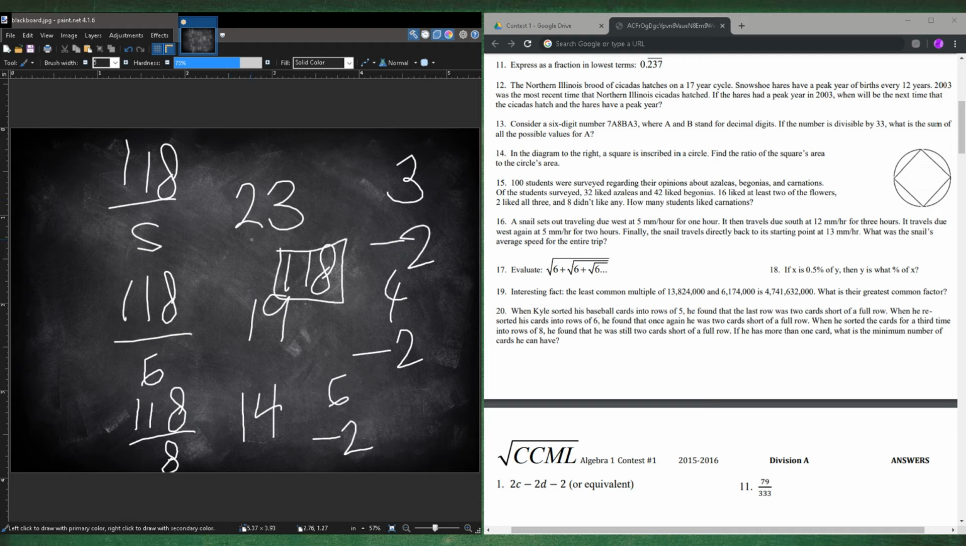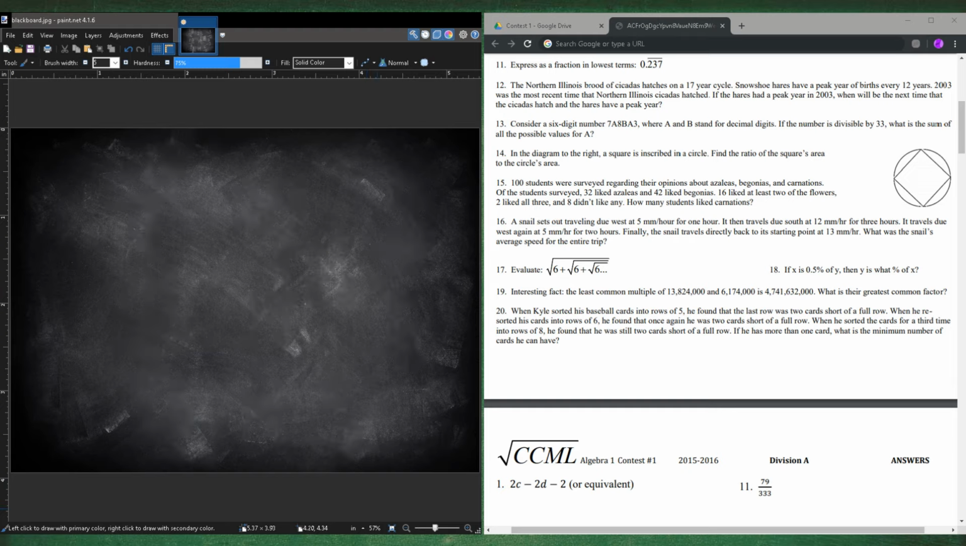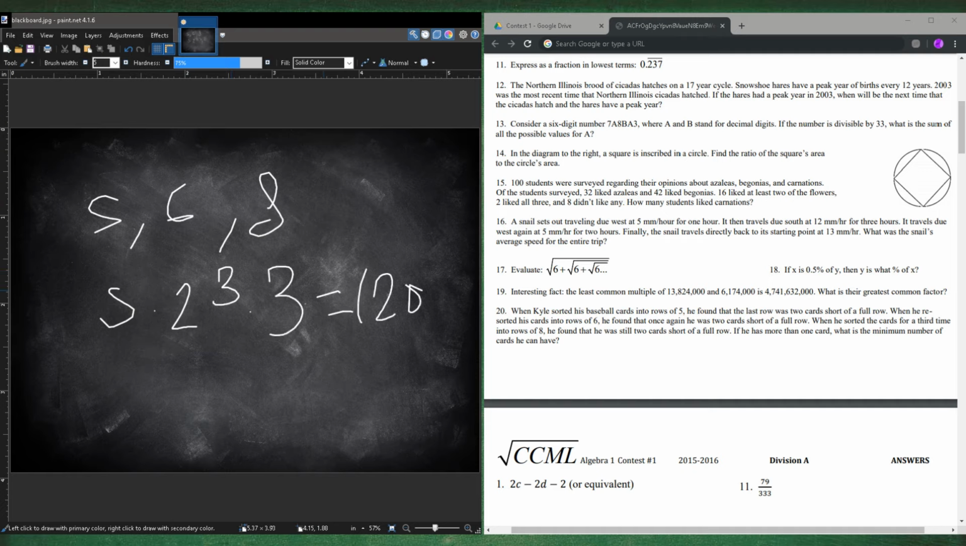Basically, just get the LCM of the 3 numbers, 5, 6, and 8, which is 5 times 2 to the third times 3, giving 120. Then, since you're 2 short, you subtract 2 to get 118. So that's how you get the answer.